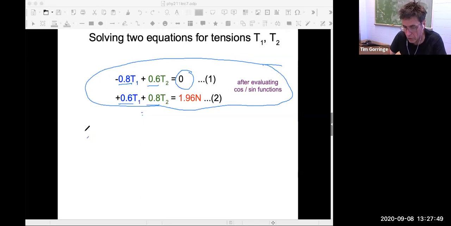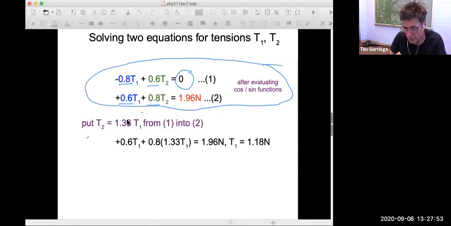Okay, so now we've got to solve those for the two unknowns. So let me do that. The first thing I did here was I solve for tension T1. And the way I did that, and there's lots of ways you can do this, there's nothing special about my way or better about my way. There's plenty of ways that you can solve the two equations for two unknowns.